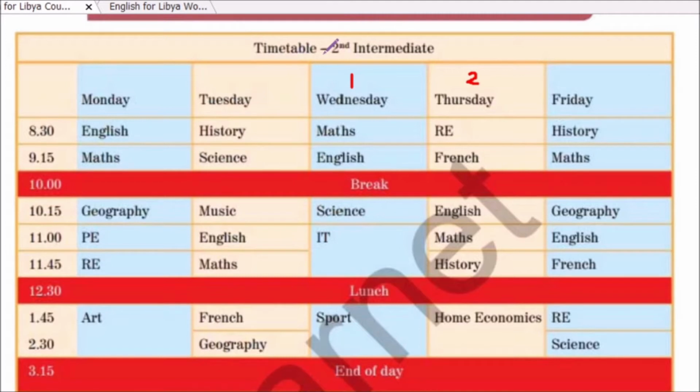Now number 3. When's PE today? After geography and before RE. So which day are they talking about in number 3? Very good. Monday. So we write number 3 next to it. I can use a text item like this, yes. We write number 3, okay?